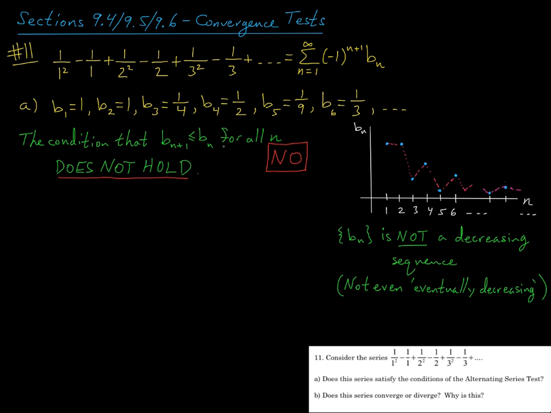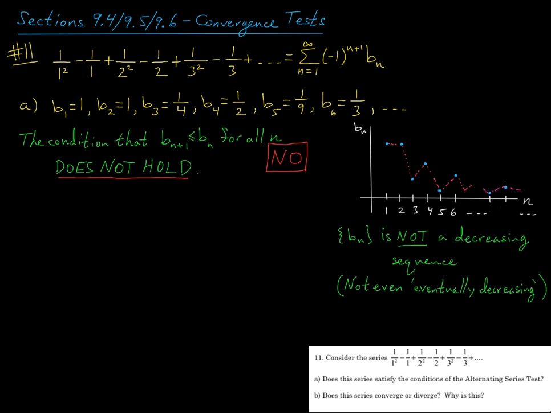Now, in some of the problems we've seen with alternating series, we said, okay, the first few terms do not exhibit decreasing behavior, but as long as the sequence eventually starts to decrease, then we're okay. Well, because of this behavior of decrease then increase continuing indefinitely, this sequence is not even eventually decreasing. So the conditions for the alternating series test do not hold, and so the answer for part A is no. Now part B says, does this series converge or diverge?